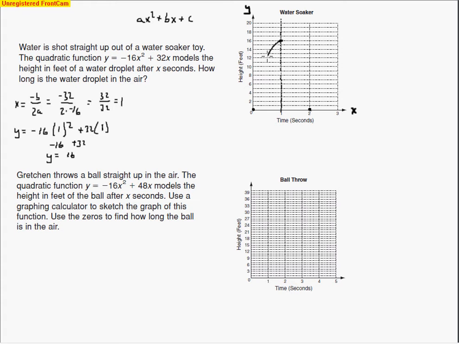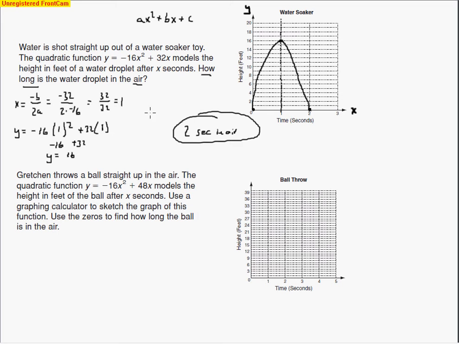So what that tells me is the graph is going to end up looking something like this. It's going to come down to this point. Really it's starting down here, going up, and it hits that top spot at 16 feet, and then it comes back down. And when will it hit the ground? I believe that's what they're asking. How long, so that's time, is the water droplet in the air? Well, it's in the air all the way from 0 seconds until it hits the ground at 2 seconds. So you would say 2 seconds in air. So that's what we're doing on these.